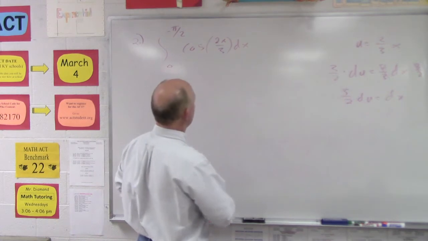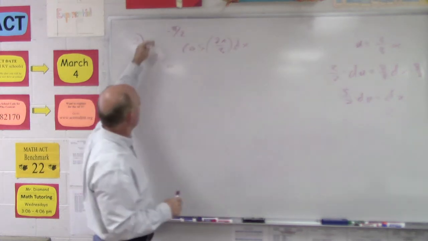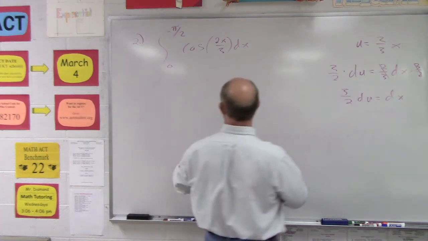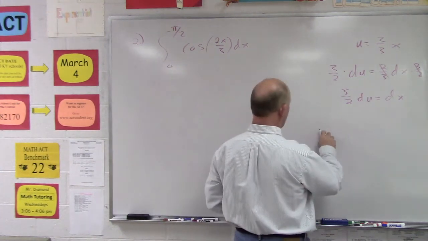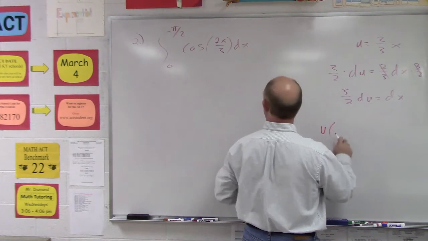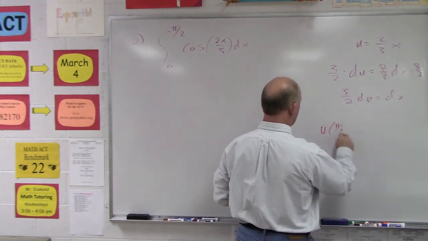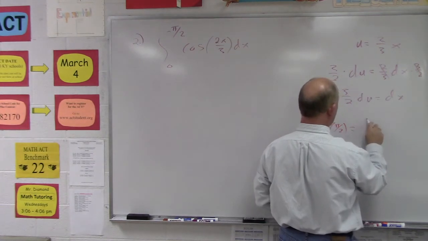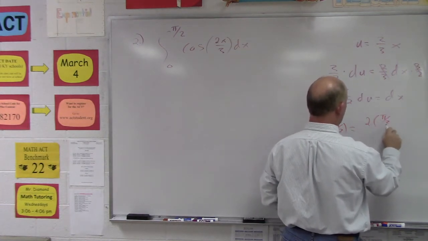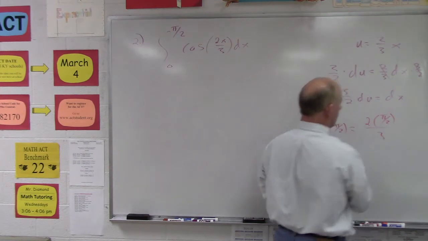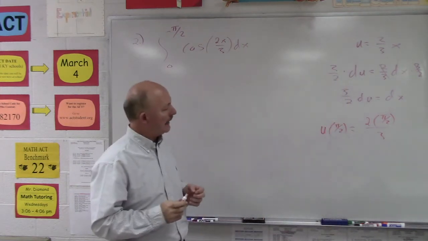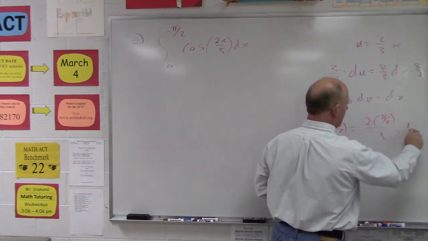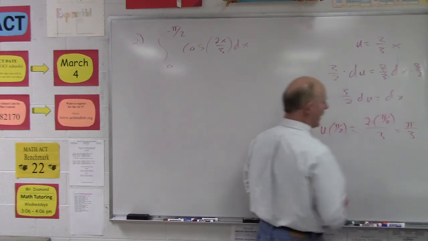Okay, so let's see, what would our integral be? Well, let's go ahead and do the upper and lower bounds also. So we're going to do those too. All right, so we'll do the upper bound first here. So u of pi over 2 would be equal to 2 times pi over 2 over 3. So let's substitute that in for x. Now as you multiply 2 times pi over 2, the 2's will cancel out. And that'll simplify then as pi over 3.